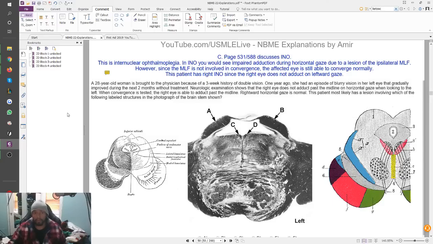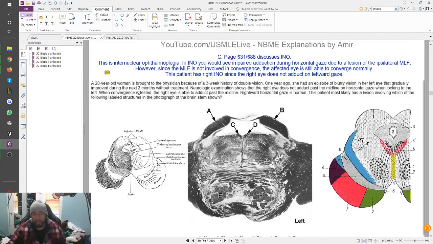Neurologic exam shows that the right eye does not adduct past the midline on horizontal gaze when looking to the left. Okay, so the right eye adduction means adding them together, so looking towards your nose. So when she's doing horizontal gaze towards the left, her right eye doesn't look to the left, right? That's adduction. And when they describe that to you, the horizontal gaze issue, that's INO, internuclear ophthalmoplegia, which is also pretty pathognomonic for multiple sclerosis.